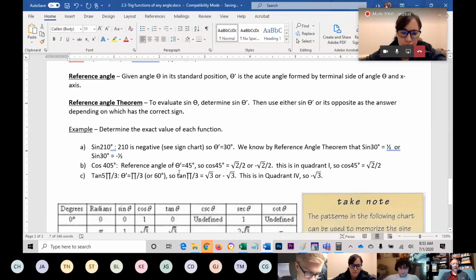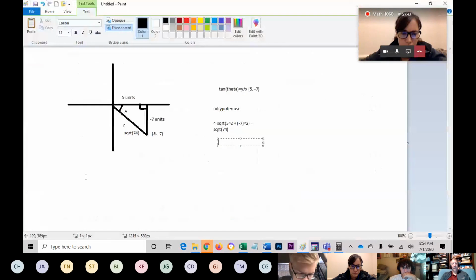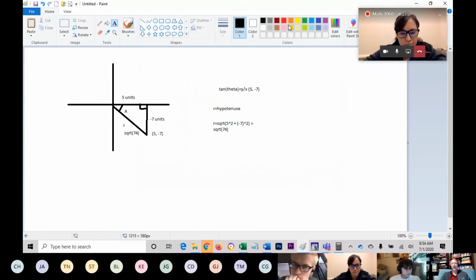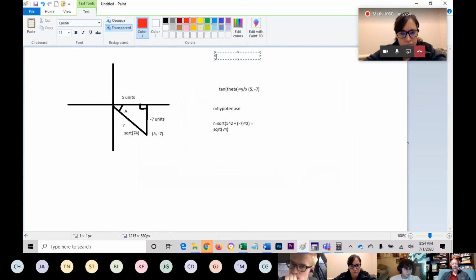Okay, so determine the exact value of each function. So here, hopefully you're not going to remember that. So let's go over here, okay? Maybe I'll make a new page here. I'm just going to use different colors. Okay, so I've got the sine of 210 degrees.